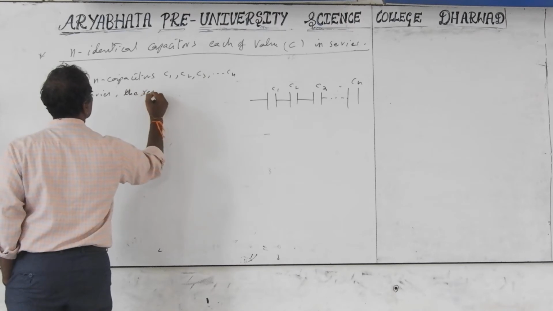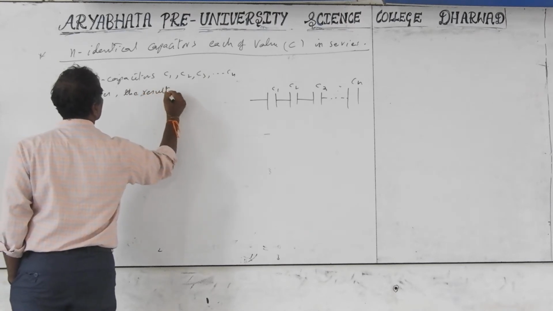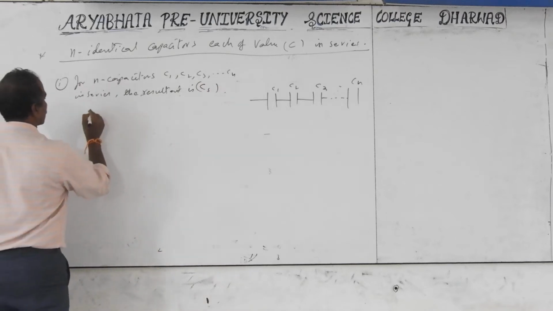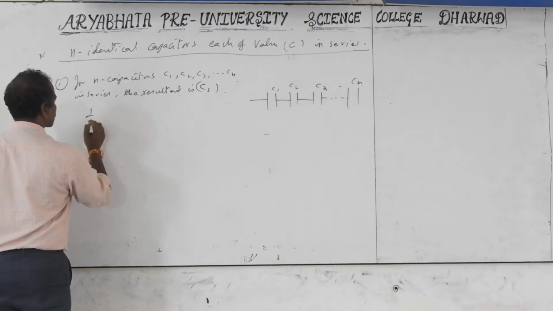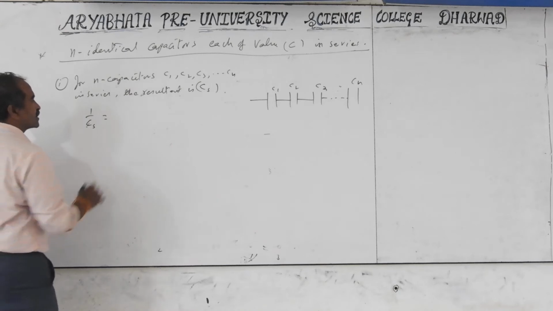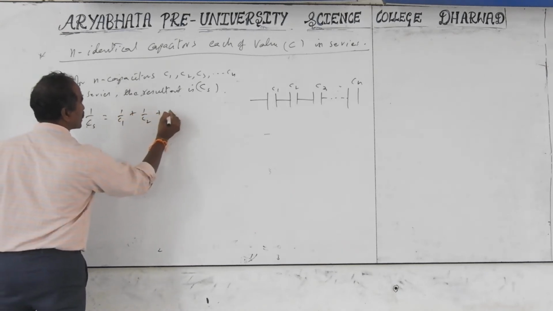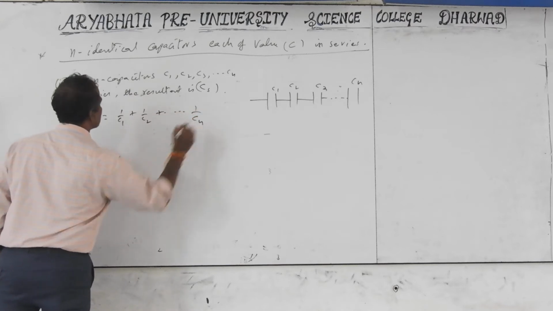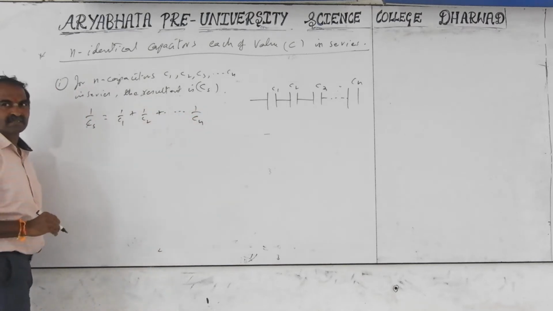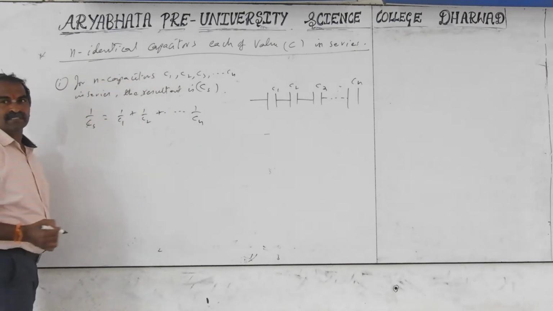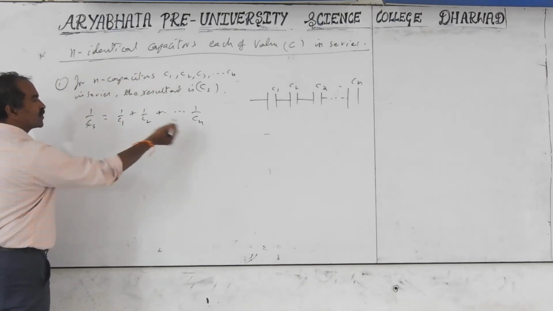the resultant is C series. The relation is that the reciprocal of the resultant is equal to 1 by C1 plus 1 by C2 plus and so on, 1 by Cn. This is the formula for different capacitors. But now we are taking identical capacitors. Identical means the same capacitors. So C1 equal to C2 equal to C only.